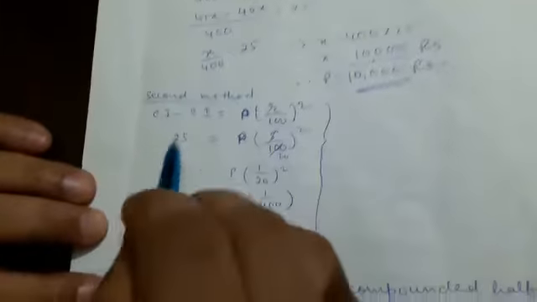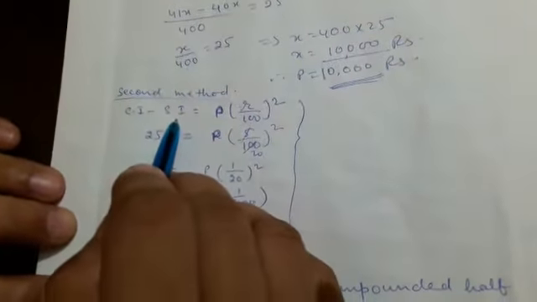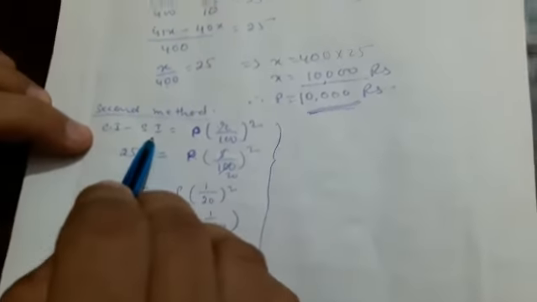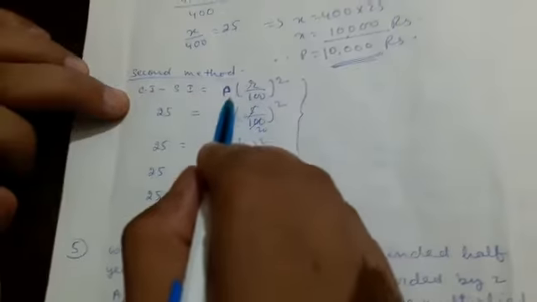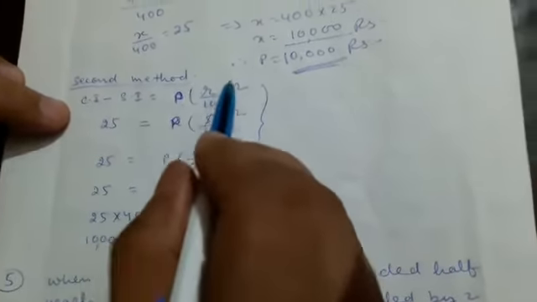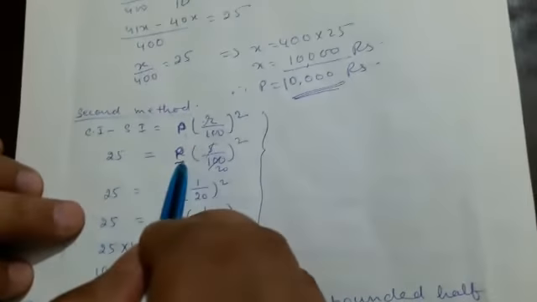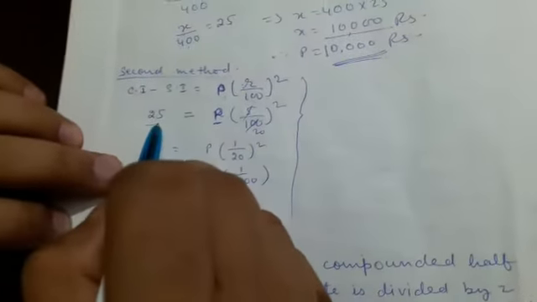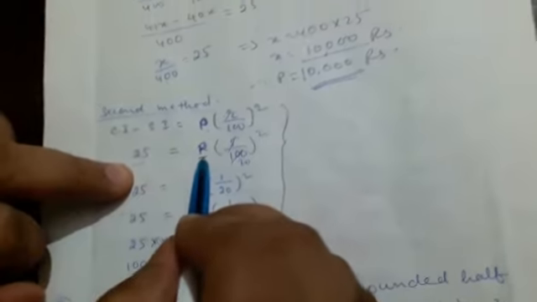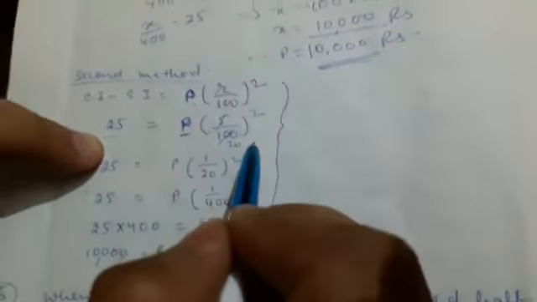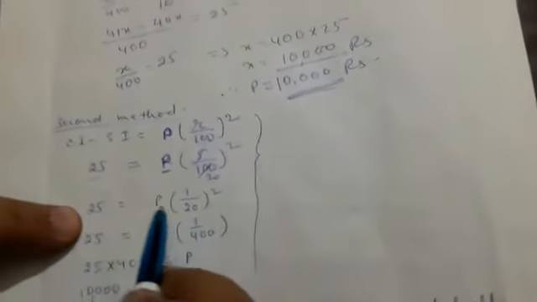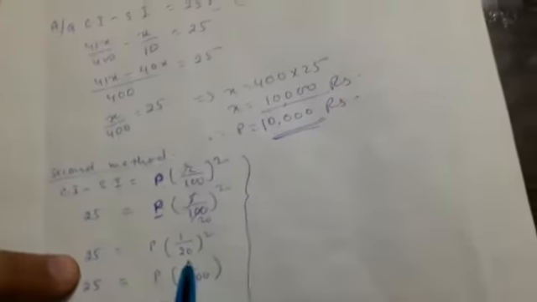You just see this formula. If the difference between compound interest and simple interest is given for 2 years, then you have to apply this formula: P into (R upon 100) whole square. We don't know P, the principal, which we have to find out, and the difference is given as 25. So we'll write down P, and here the rate is 5 upon 100. 5 twenties are 100. So we'll write down 25 is equal to P into (1 by 20) square.